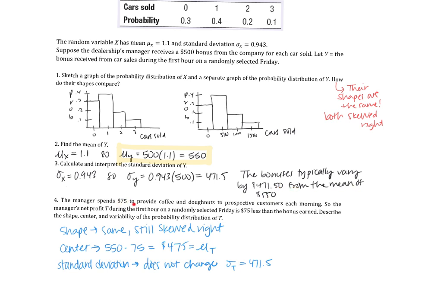The manager spends $75 to provide coffee and donuts to prospective customers each morning. So the manager's net profit, random variable T, during the first hour on a randomly selected Friday is $75 less. So now we're subtracting $75 from mu sub Y. The shape is going to stay the same. It's still going to be right skewed, just like Y is up here. The center is going to move down by the value we're subtracting, so we subtract 75. The mean of random variable T is 475, and the standard deviation is not going to change when we do subtraction, okay? So hopefully you checked that, and now we'll get started on the new lesson.